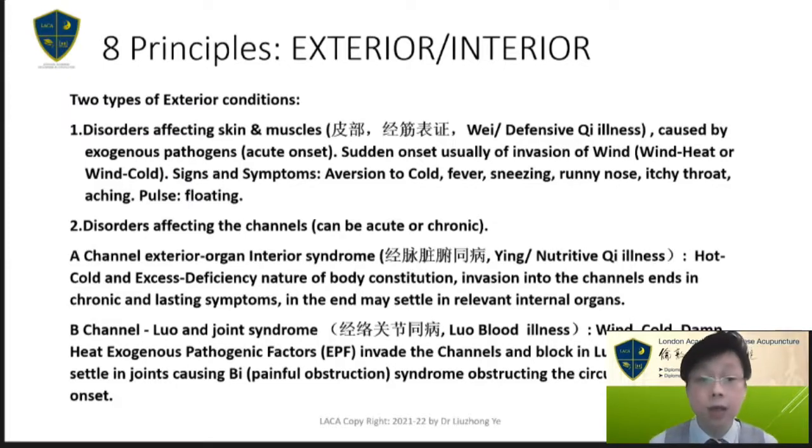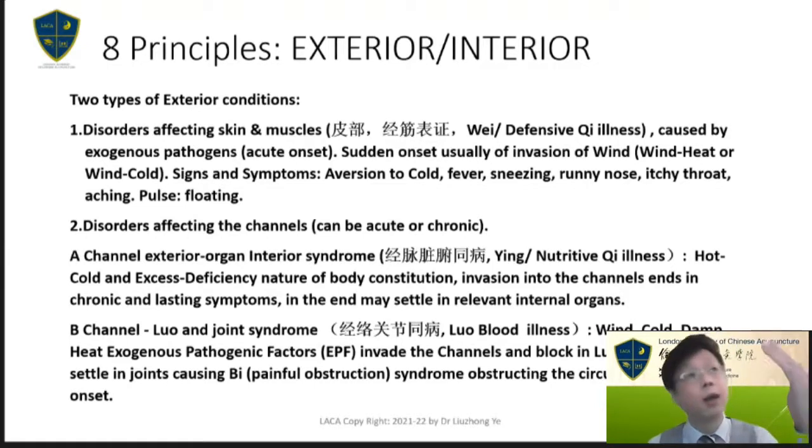But apart from that, we have another one, relatively less internal, but still channel exterior and organ interior syndrome. But they are slightly deeper than the skin and muscular tendinous. This is the lower connecting channels and joint syndromes. They only stop at that level. So they develop in the lower vessels, and they stop at the joints. This is how people start to develop inflammation in the joints, like arthritis. Normally we call this lower blood illness.